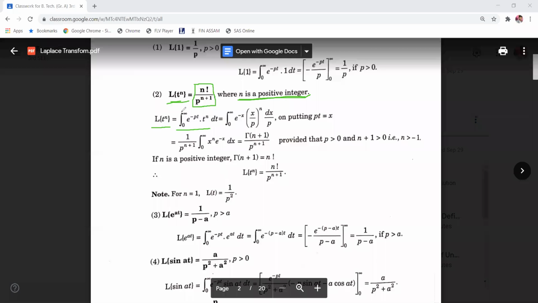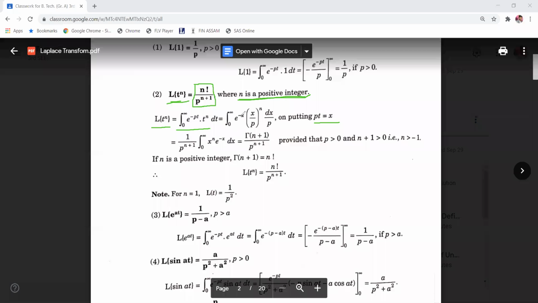The integral from 0 to infinity of e to the power minus pt into f(t), where f(t) is t to the power n, dt. Now put pt equal to x. Then the limits of integration will also change, and dt in terms of dx will come. If you differentiate both sides, p dt is equal to dx, so dt is equal to dx by p.